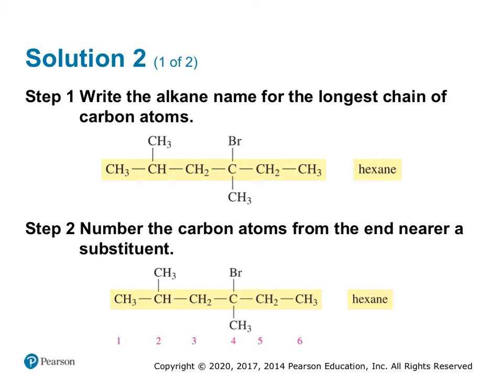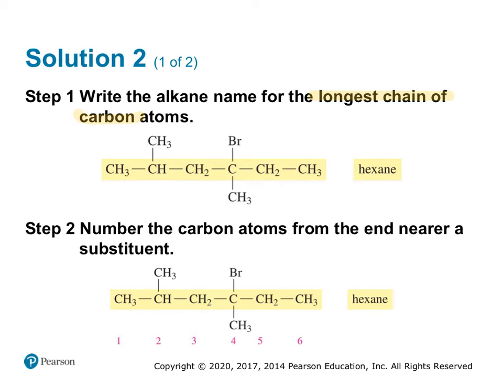The first thing you want to do is count the longest chain of carbons. So here I have 1, 2, 3, 4, 5, 6. That's my longest main chain. That's what we call a parent chain. I could number it 1, 2, 3, 4, 5, 6, but that's still the same length of carbons. So the parent name of this carbon is hexane because it has 6 carbons.